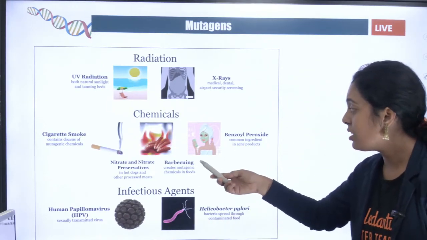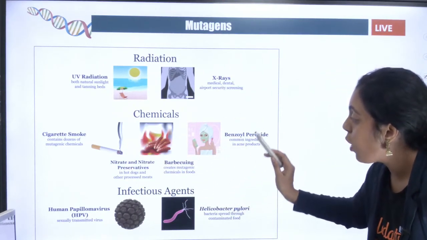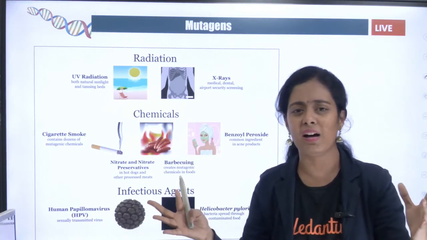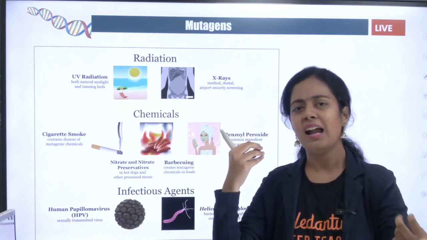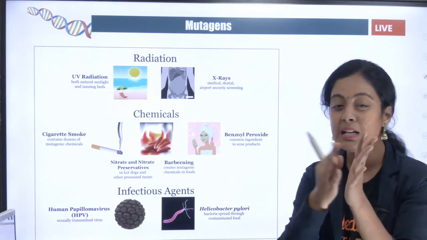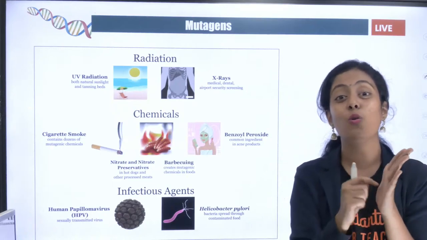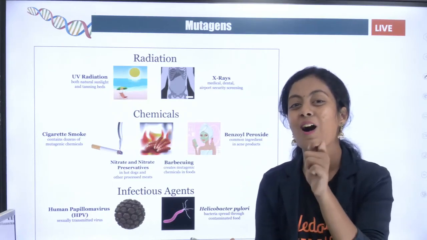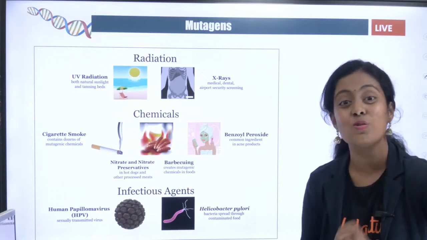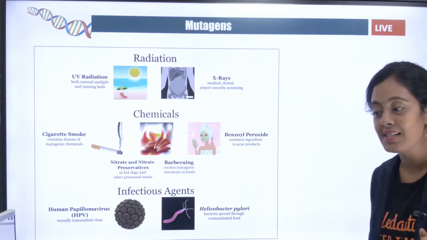Okay, chemical mutagens means nitrite and nitrate preservatives used in hot dogs and other preserved meats. We are all a fan of french fries and other preserved processed food, noodles. Correct? Look at it, you just see the ingredients which are present there and type it in Google, you will see how many of them are mutagens. Many of them will be carcinogens. What are carcinogens? Can anyone tell me what carcinogens are?